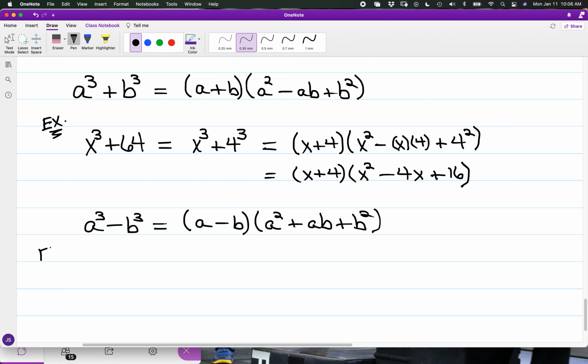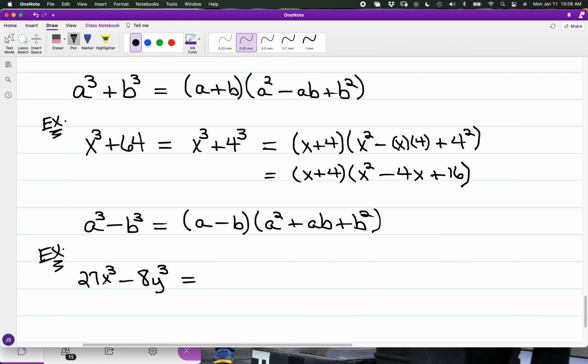And just taking as an example of a difference of cubes, let's say if I have something that has a raised coefficient, so we'll say that we have something like 27x cubed, and we'll say we have minus 8y cubed. So I'm going to just treat these with raised coefficients. So we have 27x cubed. That is a perfect cube.